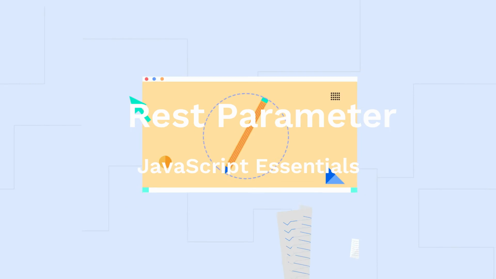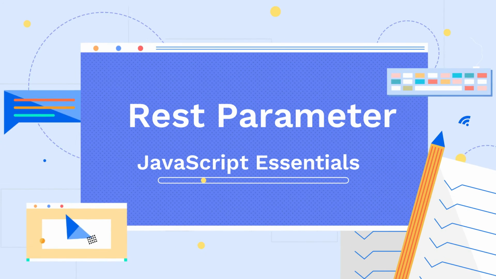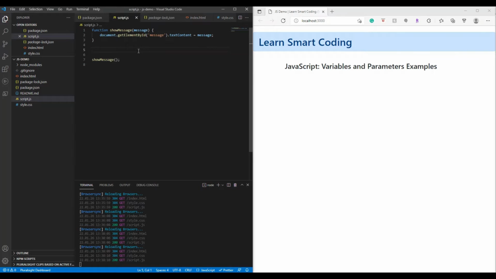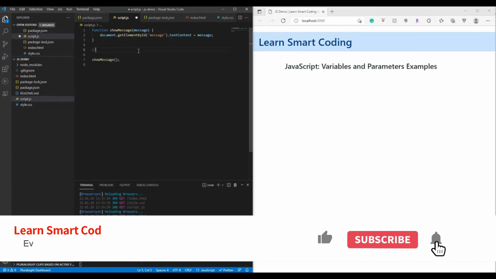Back to my channel. In this video, we're going to talk about the REST parameters. REST parameters make it easy to work with an unknown or variable number of arguments in a function.